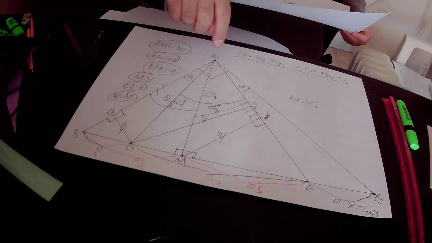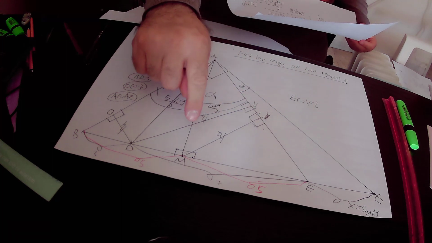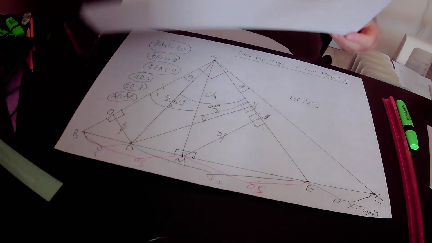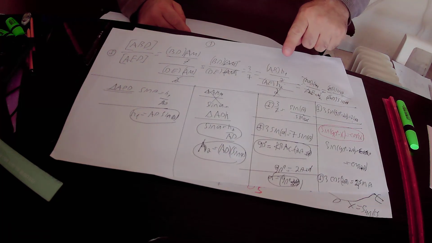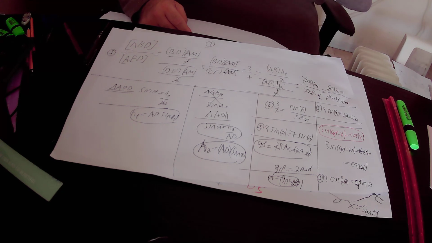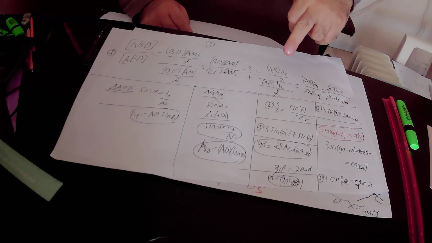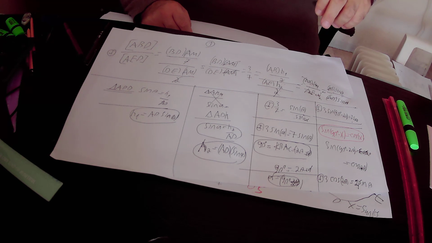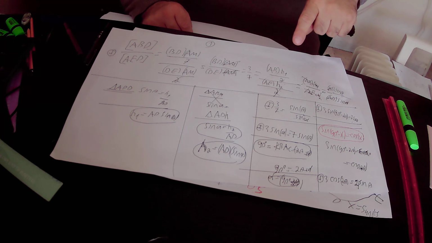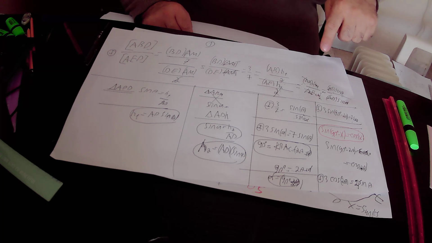The base now is AE, the height to the base is H2, over 2. So the area of triangle AED equals AE times H2 over 2. Here 2 over 2 is 1, so it will get cancelled, and we are left only with AB times H1 over AE times H2.